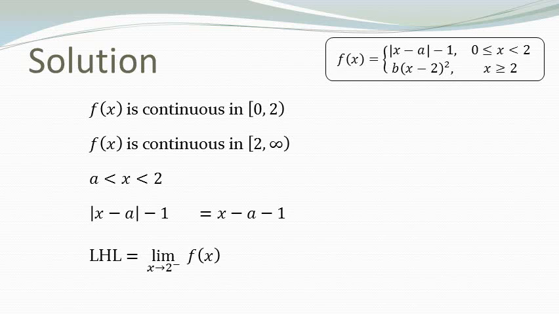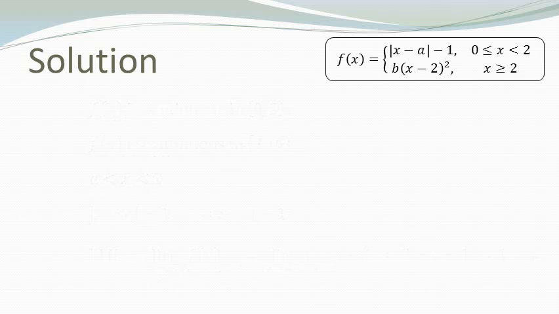Now to find out the left hand limit as x approaches 2 minus of this function, we can just take the limit of x minus a minus 1, and that limit would be equal to 2 minus a minus 1, which can be written as 1 minus a. Let us now find out the value of the function at x equals 2. So we get this, which is equal to 0.